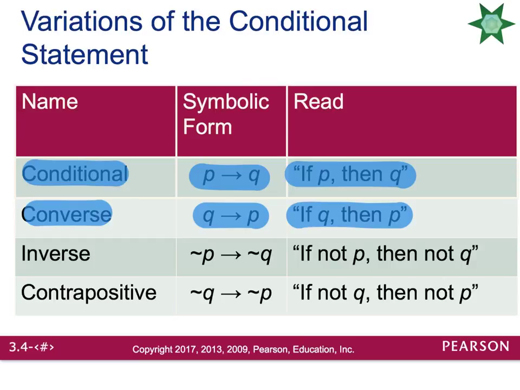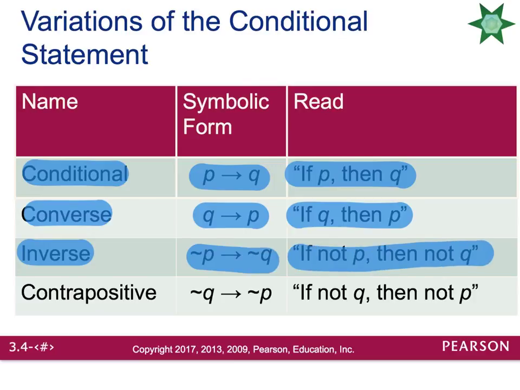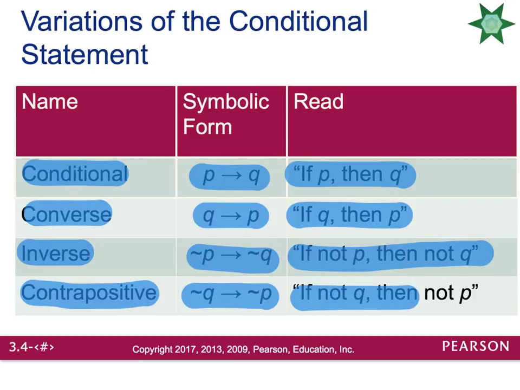The inverse just changes the P and the Q to negations. So this would be if not P, then not Q. We don't change the order, we just change both of them to the opposite. And then the contrapositive is we do both: we switch the order and we make them both the opposite. So the contrapositive would be if not Q, then not P. You can think of the converse as just switching the order, the inverse as negating both statements, and the contrapositive as doing both of those things.